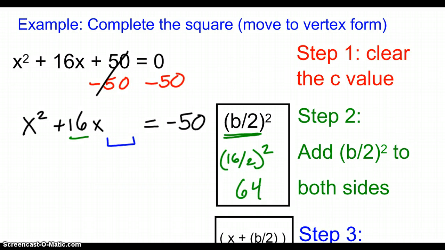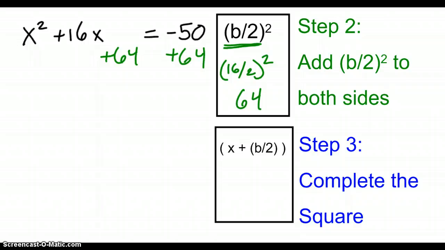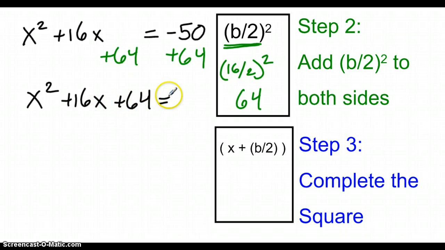So I'm going to need to add 64 onto both sides here, and that's what's going to allow me to have a perfect square. So I'll add 64. I'll add 64. Alright, now when we do that, what we are left with is x squared plus 16x plus 64 is equal to, and then here we have a 14.